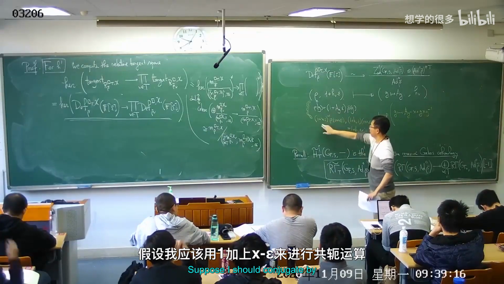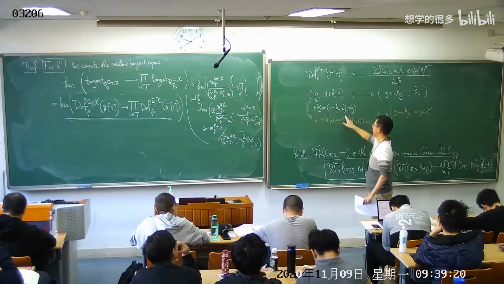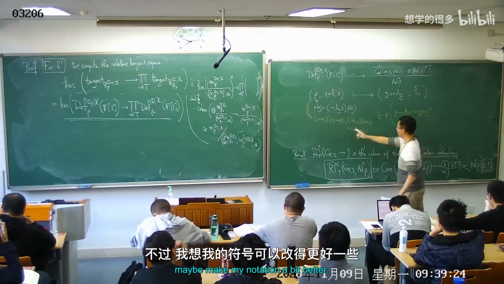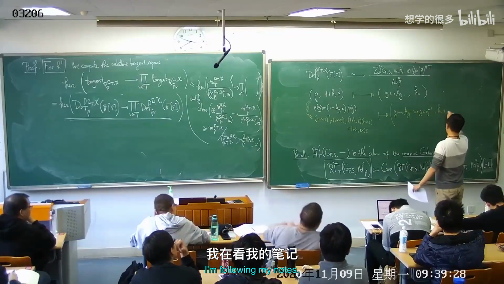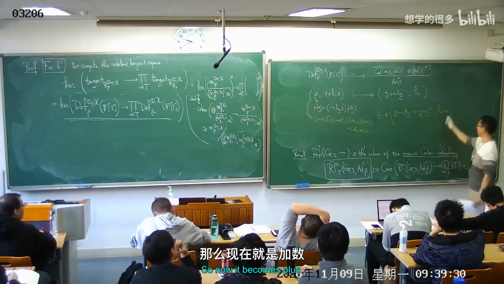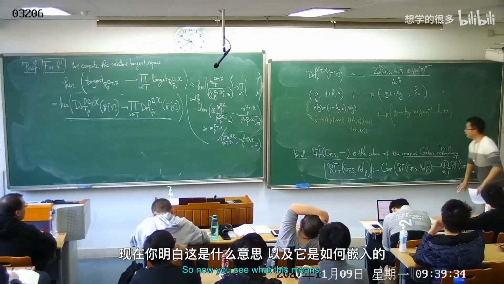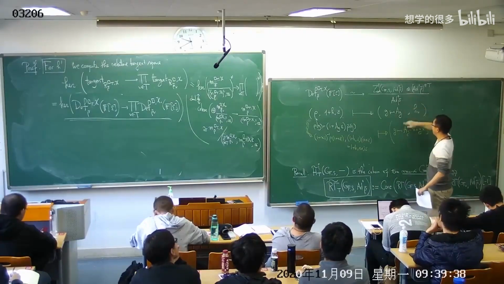Suppose I should conjugate by 1 plus x epsilon. So this should be 1 plus x epsilon, and the inverse should be here. But now I'm conjugating the inverse of that. Same thing. Maybe I should make my notation a little bit better, but I'm following my notes. Okay, so now it becomes plus. Doesn't really matter. So now you see what this means, how this is embedded in here.